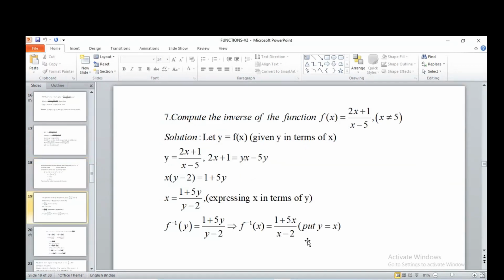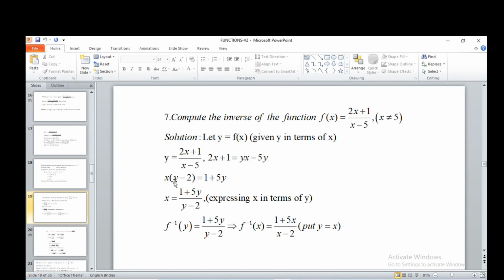Okay, next part. Compute the inverse of the function f of x is equal to 2x plus 1 divided by x minus 5. So let y equal to f of x. Here I'm just cross multiplying it. 2x plus 1 is equal to yx minus 5y. I'm just rearranging this one, taking the x terms to the left hand side, y terms to the right hand side.